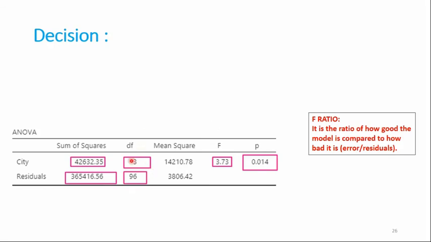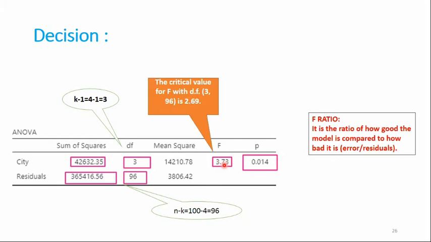This is our output. This is the sum of squares between samples and this is within samples. Degrees of freedom: we have four groups, so 4 minus 1 is equal to 3, and within samples it is n minus k, 100 minus 4, which is 96. This is our F ratio, and we will compare the F ratio with the critical value for F, with degrees of freedom 3 and 96. If you check in the table, you will get the value 2.69. If the calculated value is greater than this critical value, the null hypothesis will be rejected.